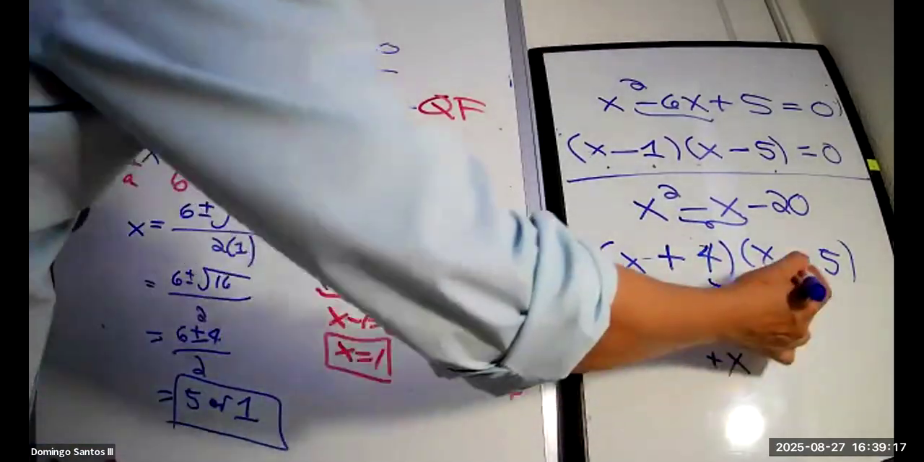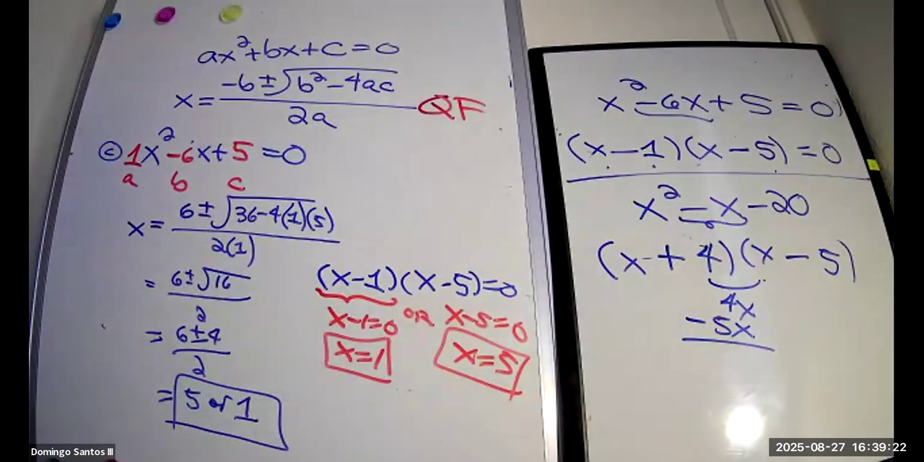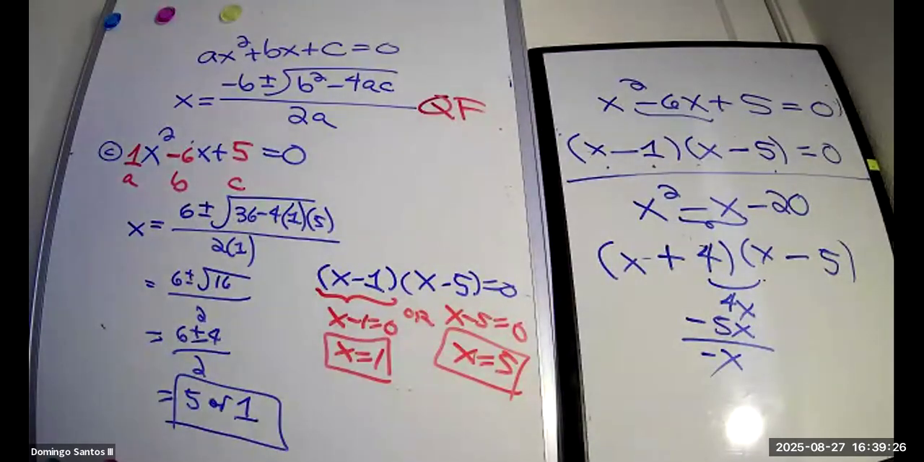Okay? So that's 4x and negative 5x. What's 4x minus 5x, George? Negative x. Which is what I need, right? Yeah. So I think we're good. Okay, I understand. Thank you.